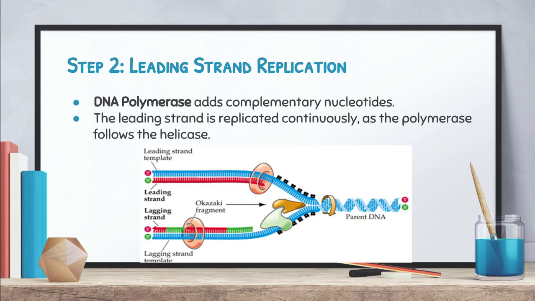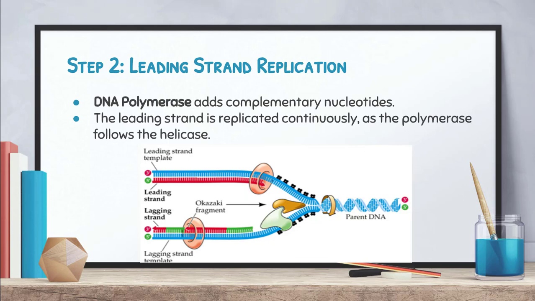Oh, there's a G, we need to add a C nucleotide here, and so on going down the line. The leading strand is replicated continuously as the polymerase follows the helicase. So in this picture, as the helicase moves to the right, the polymerase moves along with it on the top strand, just following it along, making that complementary strand of DNA. So the 5' to 3' end is made continuously.